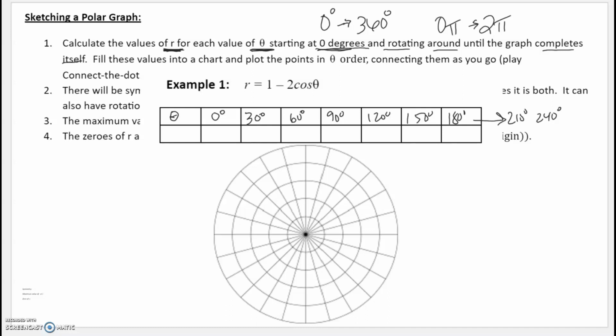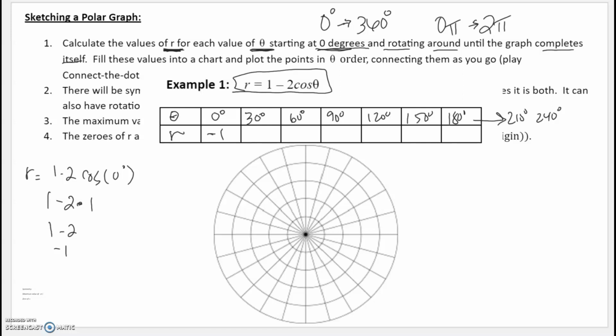So if theta is 0, what would R be? We're going to plug it into our equation, which is in the R equals format. So R equals 1 minus 2 cosine theta. So R equals 1 minus 2 cosine of 0 degrees. I have to calculate the cosine of 0 degrees. That's 1 minus 2 times 1. So 1 minus 2 is negative 1. So the R at 0 degrees is negative 1.